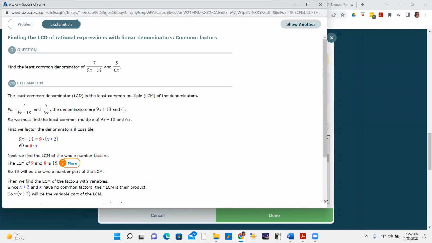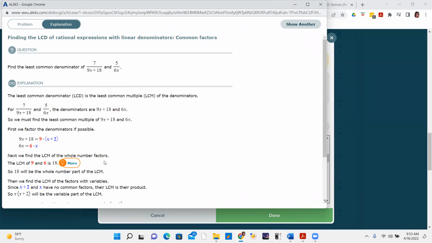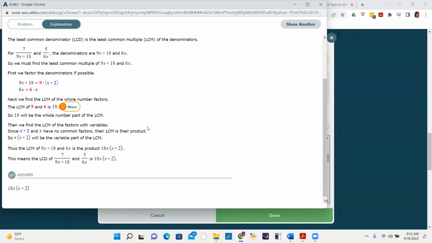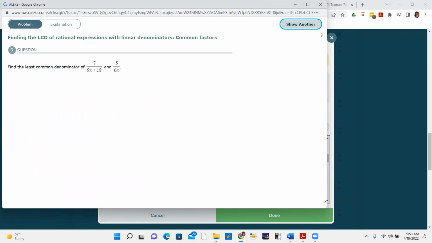Okay. So again, we're just looking at the denominators. We want to factor them, look at the numbers, and then the least common multiple of 9 and 6 is 18. You could list them out, or you could factor them and use the factor method. And you need one factor of x and one factor of x plus 2. Okay. So try one of these.